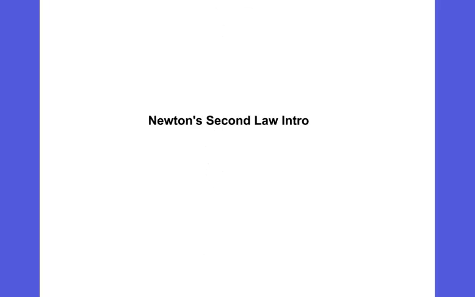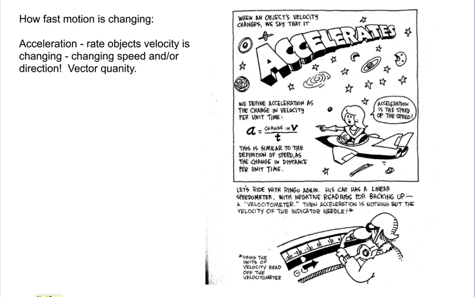All right, in this video, we're going to talk about Newton's second law and just building on what we've learned from before. Okay, so for Newton's second law of motion, objects are accelerating. And so acceleration is the rate an object's velocity is changing. So it can be a change in speed and/or a change in direction. So anytime something is turning, it also is accelerating.